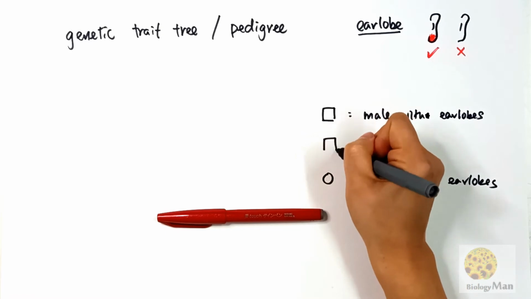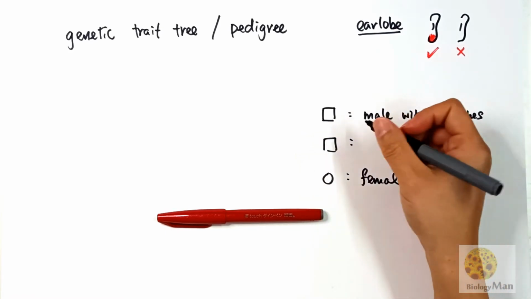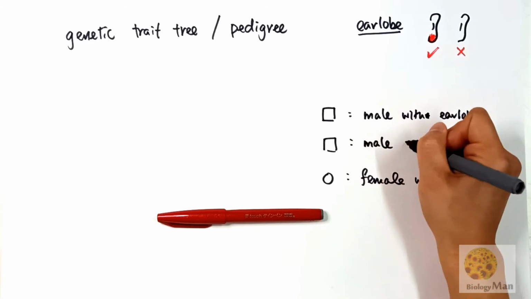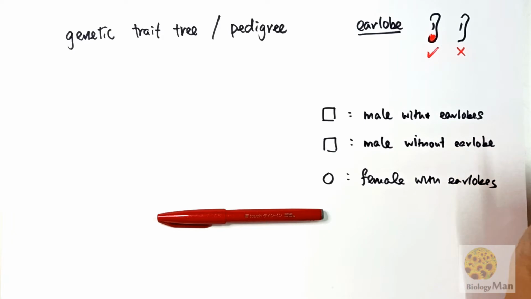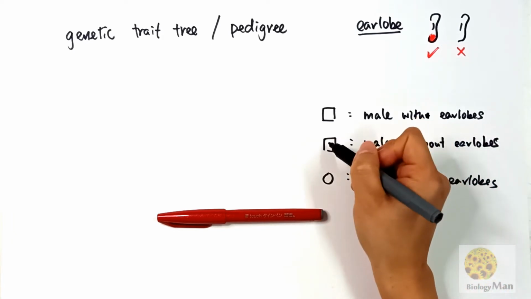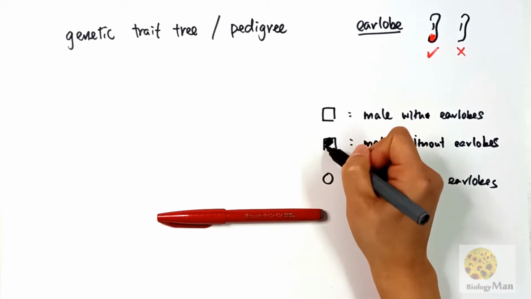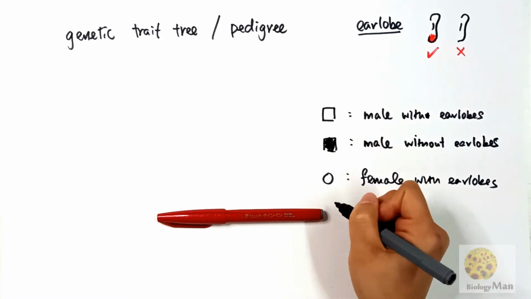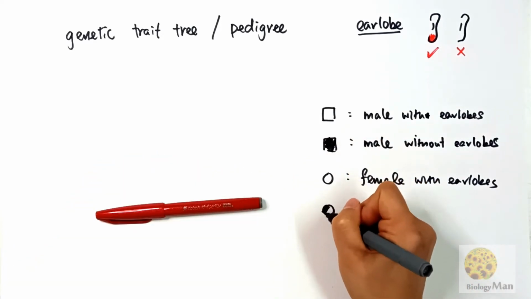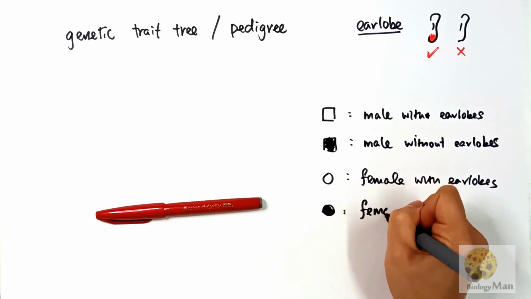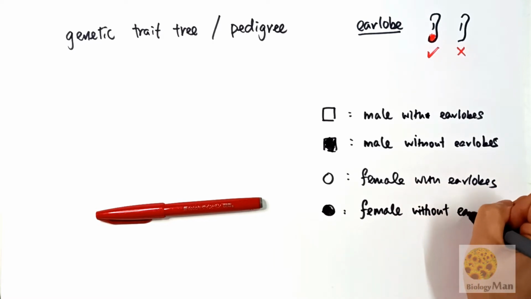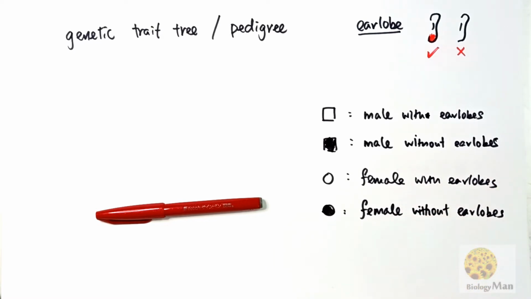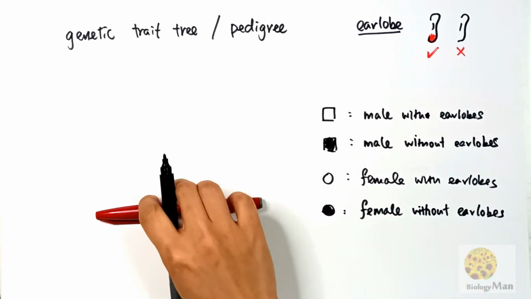For the other male individuals, they don't have earlobes. So we draw a square for the male without earlobes. And then we will shade the square to represent the male without earlobes. And do the same for the female. Shade the circle and write down female without earlobes. Now, we finished defining all the symbols, and let's work on the pedigree.